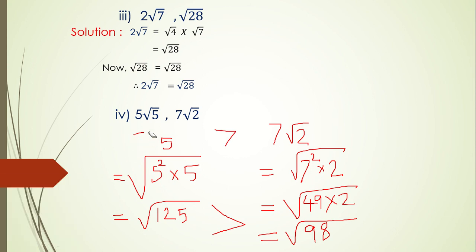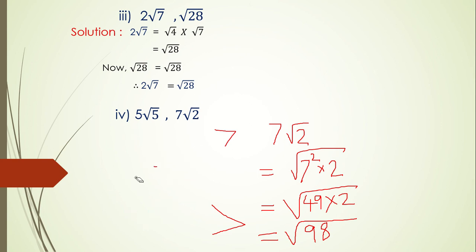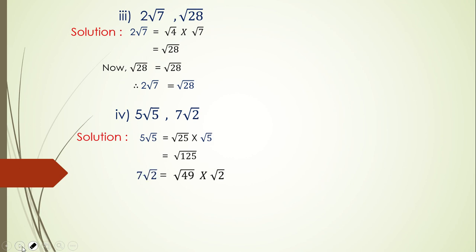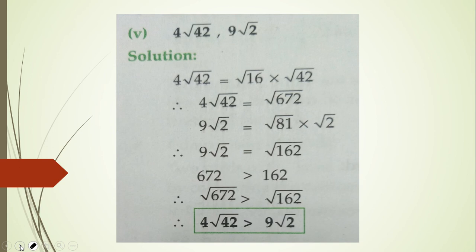I hope students you all are following. If you understand one sum properly, you will understand all the remaining, because the method remains the same. Okay, 5 root 5, by taking that 5 inside, it became root 125, and 7 root 2 will become root 98. So 125 is greater than 98. So this is greater, and hence 5 root 5 is going to be greater than 7 root 2.